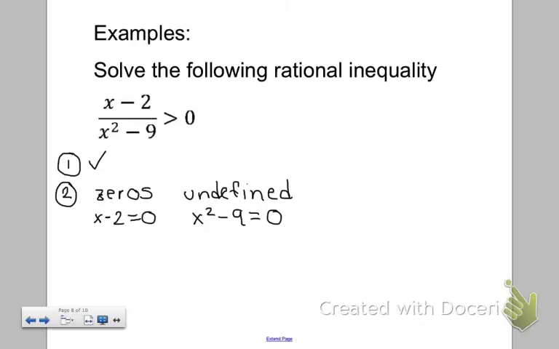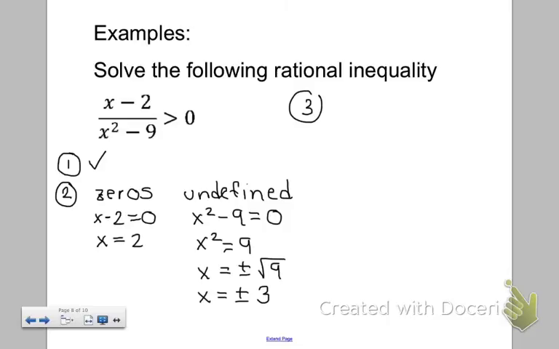Okay? So if we solve the numerator equal to 0, x minus 2 equals 0, we're going to get a 0 of 2. If we solve our denominator equal to 0, we can use the square root property here. So if we add 9 to both sides, we're going to get x squared equals 9. Now remember, if we take the square root of both sides, we've got to remember that this is plus or minus the square root of 9. But the square root of 9 is just 3, so we get x equals plus or minus 3. So we've got 3 different numbers at this point that we're going to put on our number line. We've got 2, positive 3, and we have negative 3.